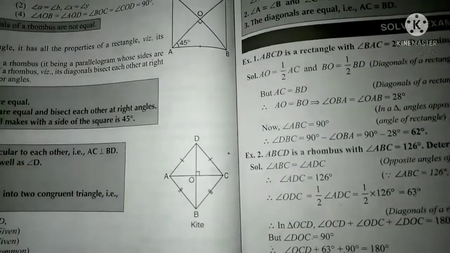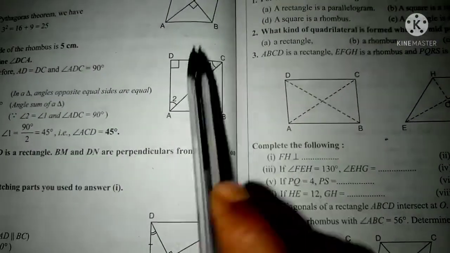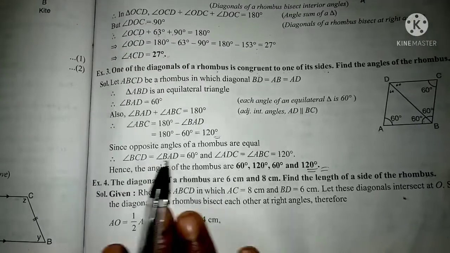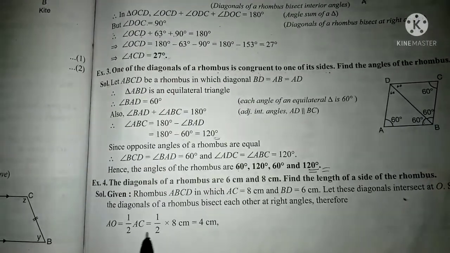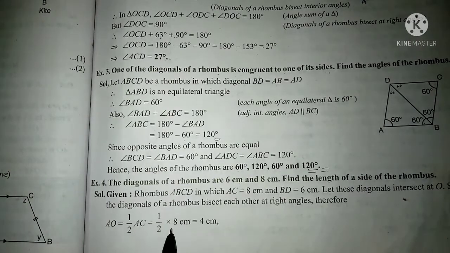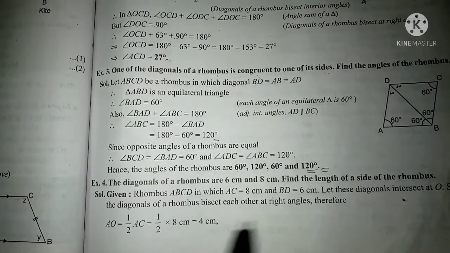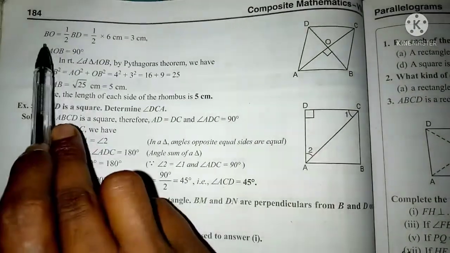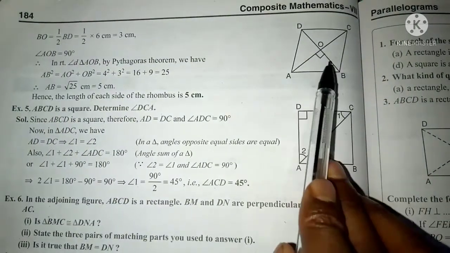But what we know is that the diagonals bisect each other at right angles. So OA will be half of AC, and AC we have assumed as 8 centimeters, so that is 4 centimeters. OA is 4 centimeters. And then BO is also, you can see here, BO.